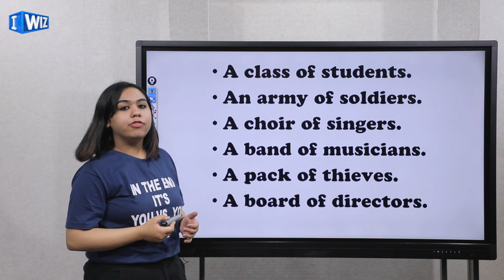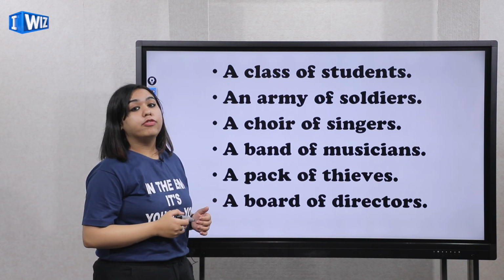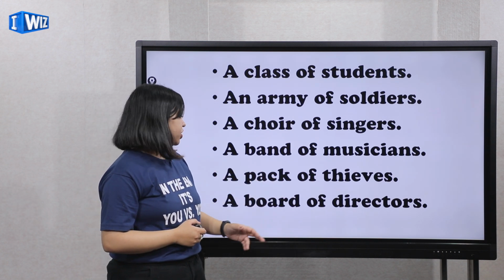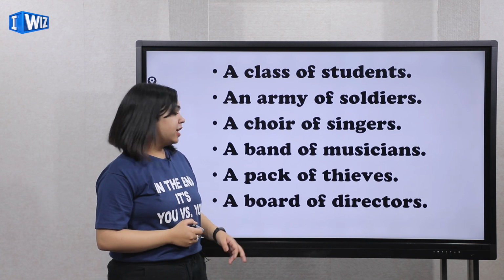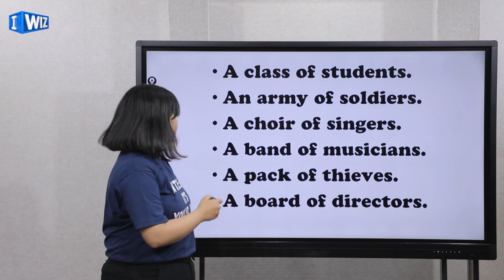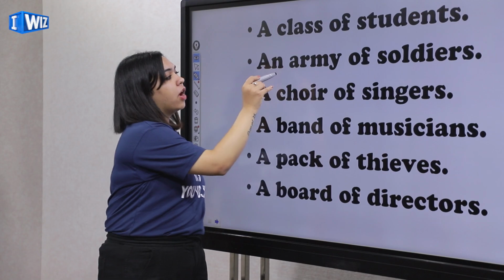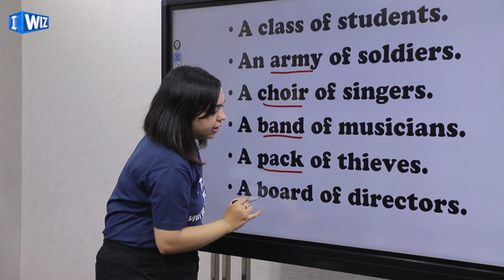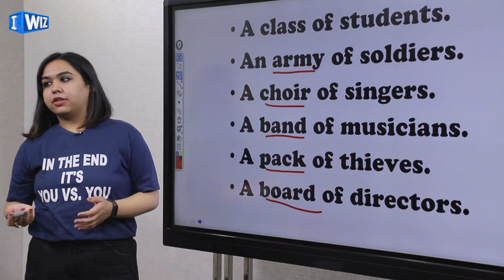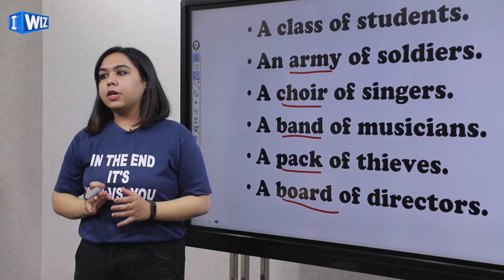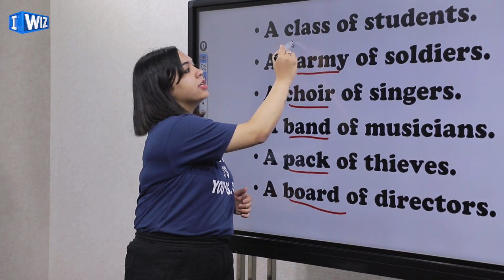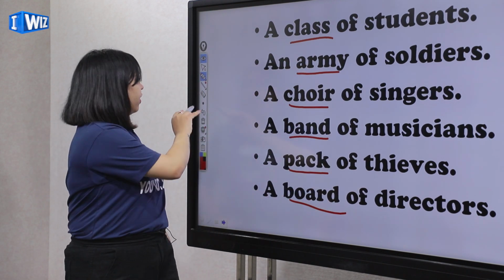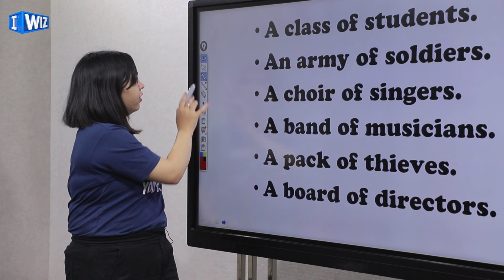A class of students, an army of soldiers, a choir of singers, a band of musicians, a pack of thieves, and a board of directors. Now here the collective nouns would be army, choir, band, pack, and board. Okay, so for a group of people, I'm just repeating, what we use is a collective noun when they are together. I hope this is clear to you.